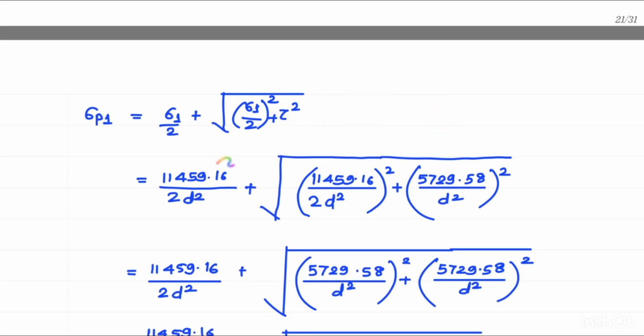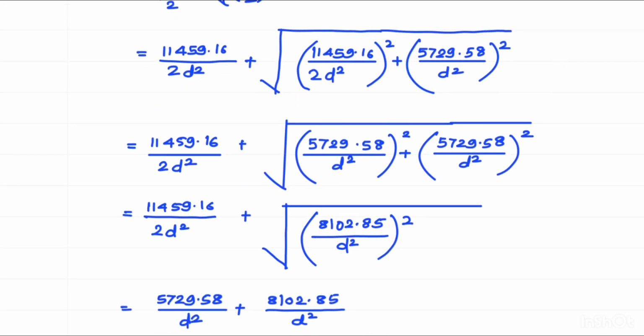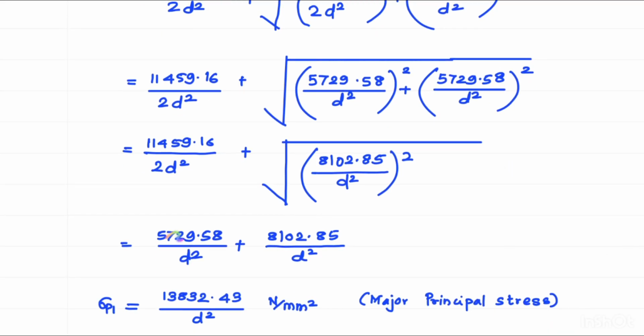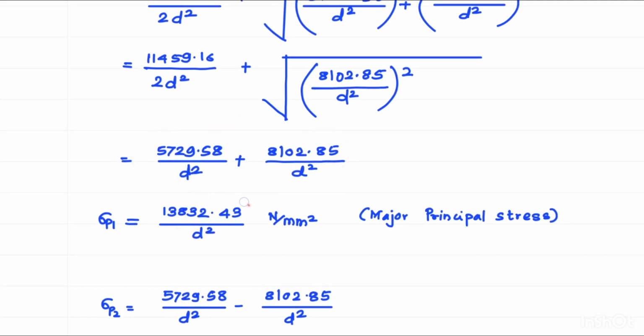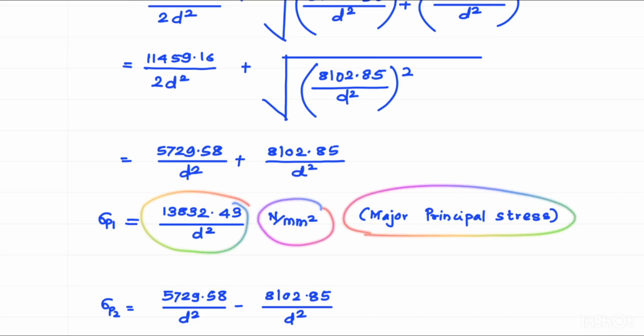Now if I solve the values of sigma 1 and sigma 2 and tau in this equation, and simplify this, I will get the simplified equation as 5729.58 d square plus 8102.85 d square. Now if I add these together, I will get 13,832.43 d square Newton per millimeter square. This is the major principal stress that I am getting.